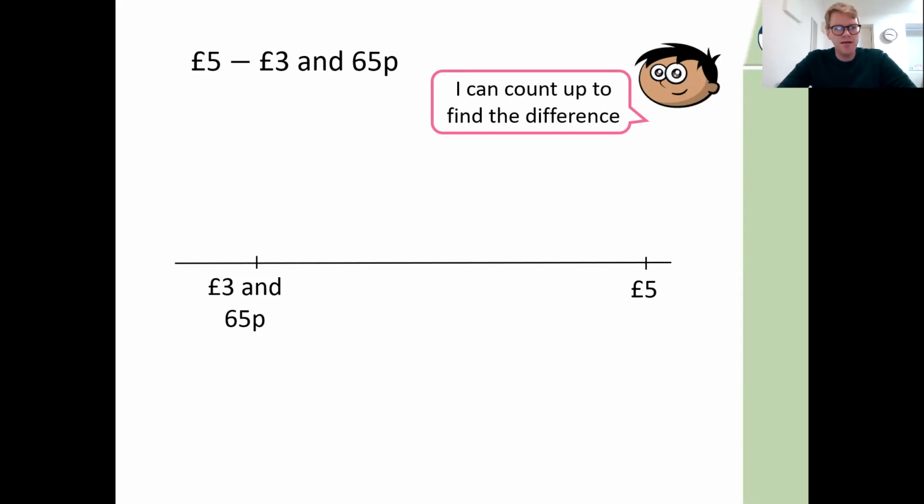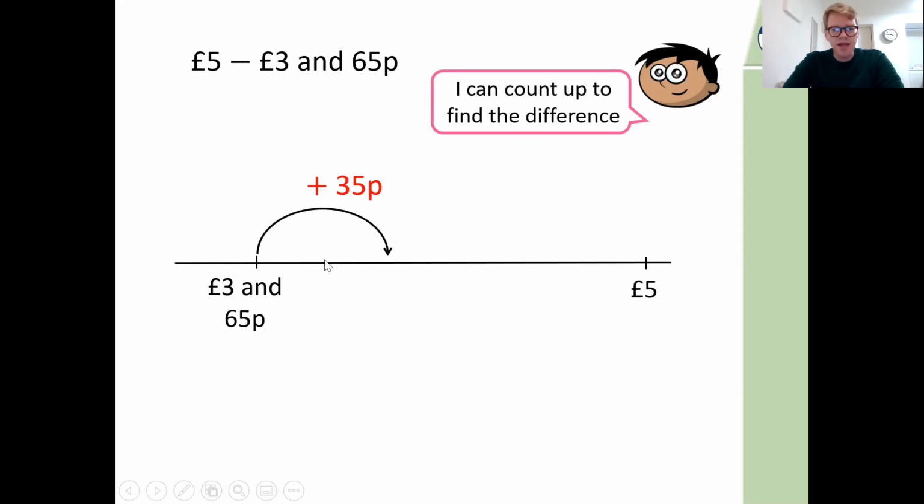Could you do that? If he starts making a jump up, maybe he could go, for example, to £4 and then up to £5 and work out what each of those jumps were. Would that be the difference between £5 and £3.65? And is that the same as £5 take away £3.65? Give it a go. Come back to me when you've got a bit of a thought on that.